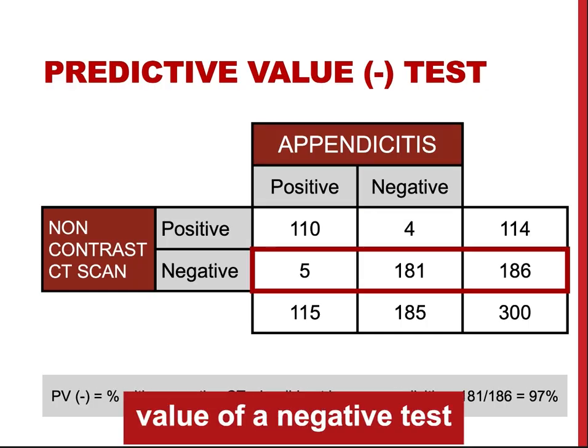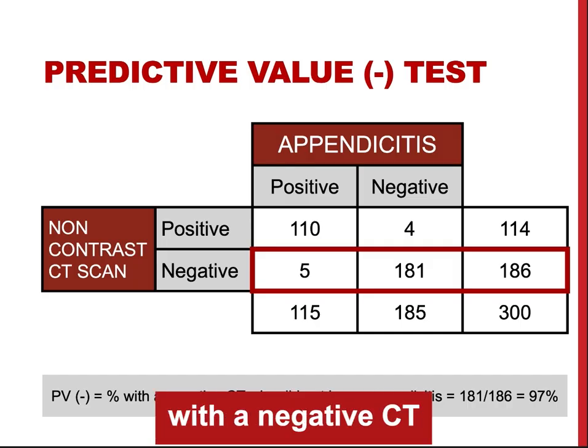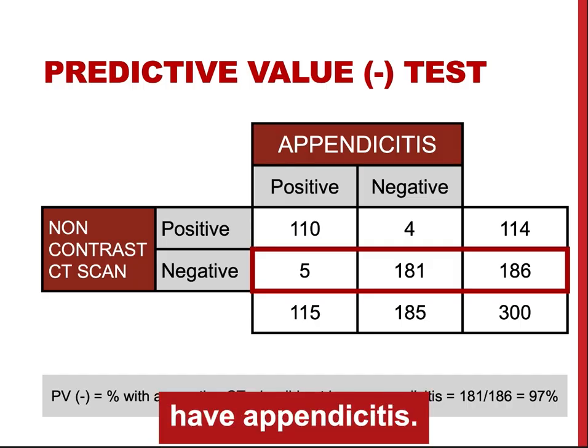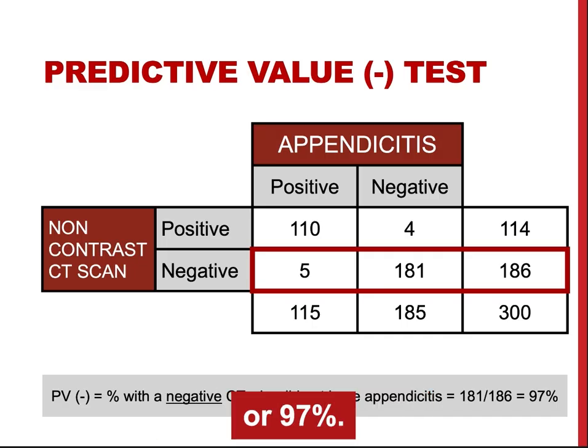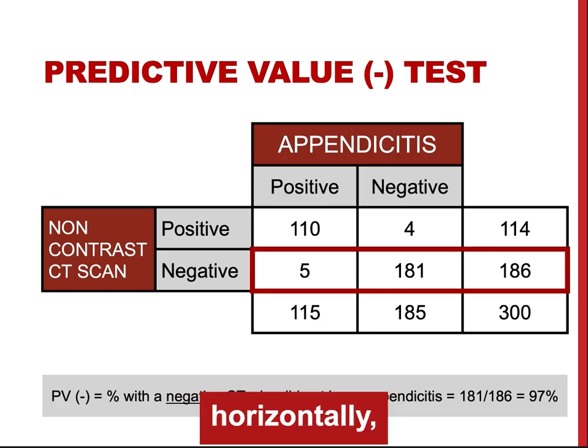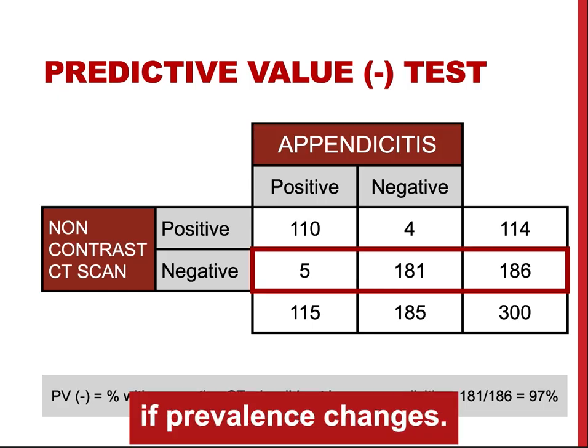The predictive value of a negative test is a percentage of patients with a negative CT that did not have appendicitis. In this study, it is 181 out of 186, or 97%. Again, note that predictive values are calculated horizontally, so will change if prevalence changes.